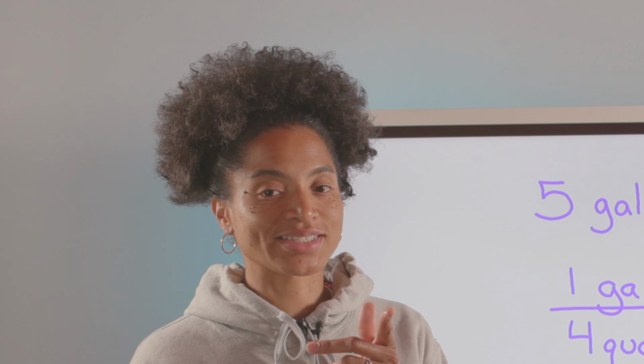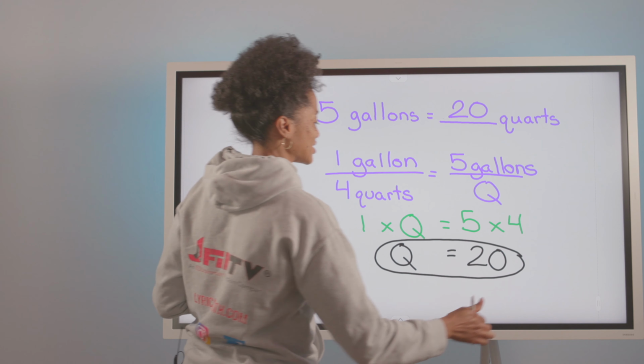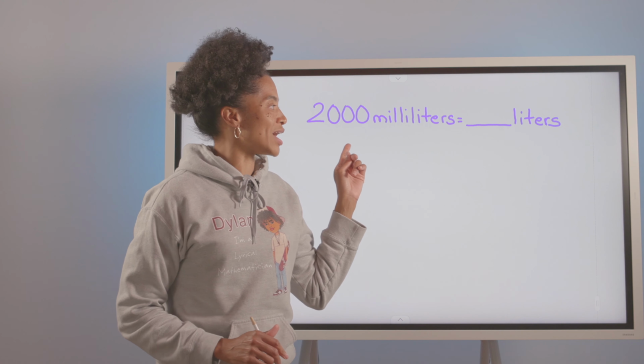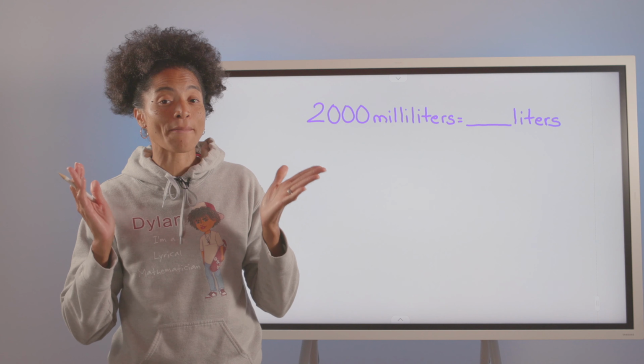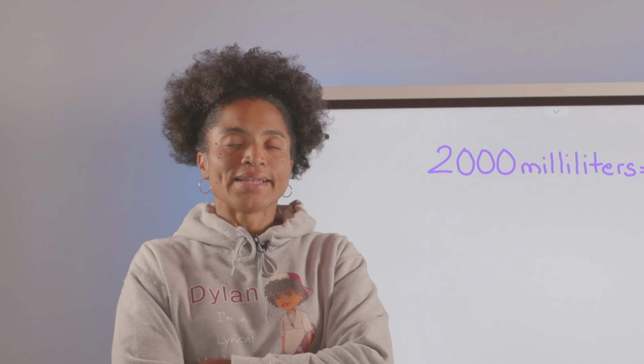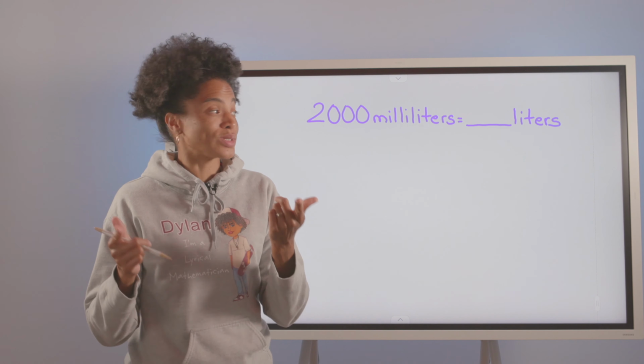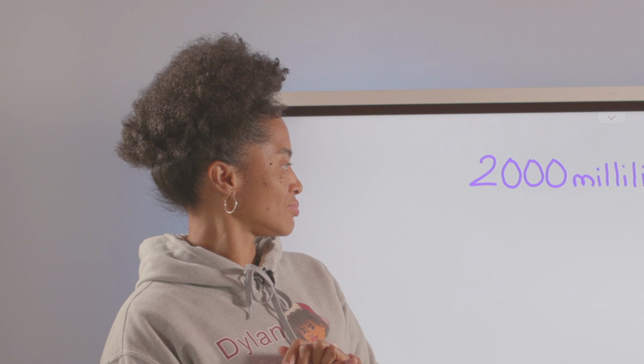Are you ready for the last example? I know you are. Let's go. Example number 3. 2,000 milliliters are equal to how many liters? Let's write this out. 1 cup, 8 fluid ounces; 1 pint, 2 cups; 1 quart, 2 pints; 1 gallon, 4 quarts; 1 liter equals 1,000 milliliters. I think we got it.